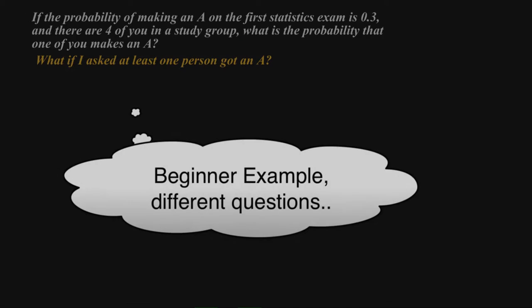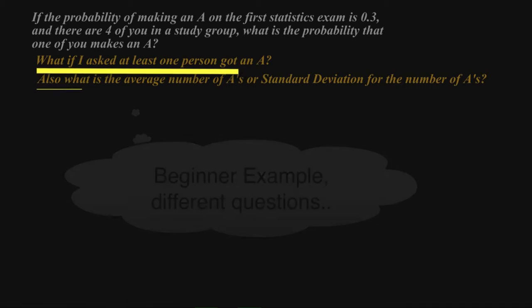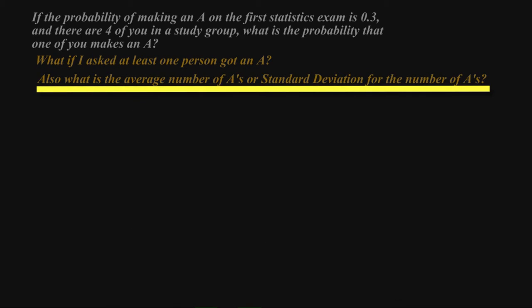What if we were asked for at least one person got an A? Also, what if I want to know the average number of A's in the group and the standard deviation for the number of A's? So we're going to first translate that first thing into a statistics question.